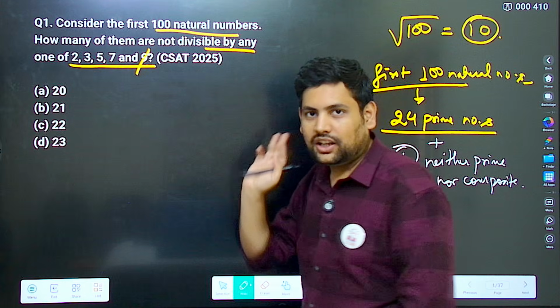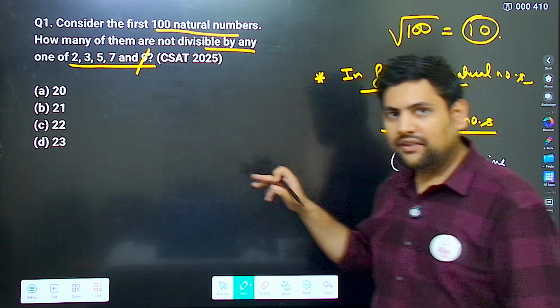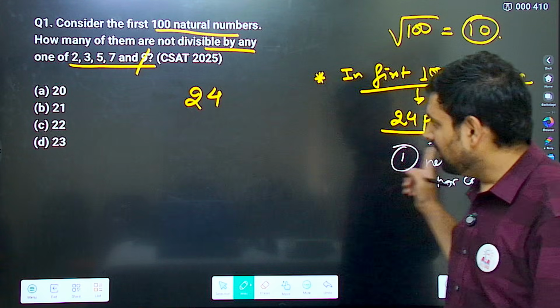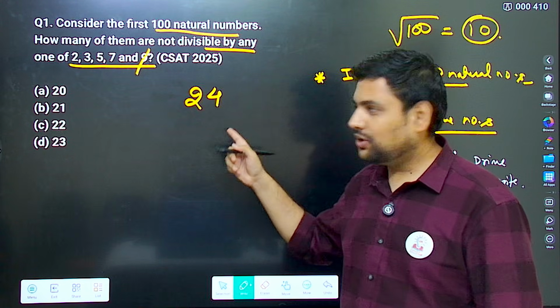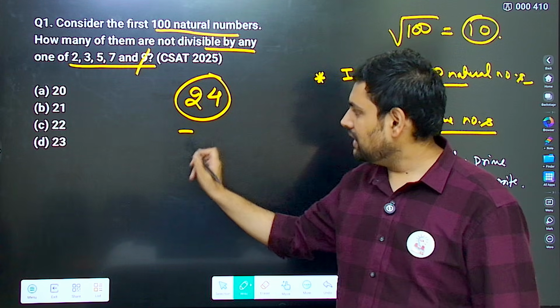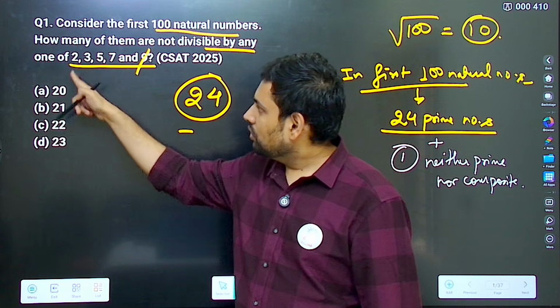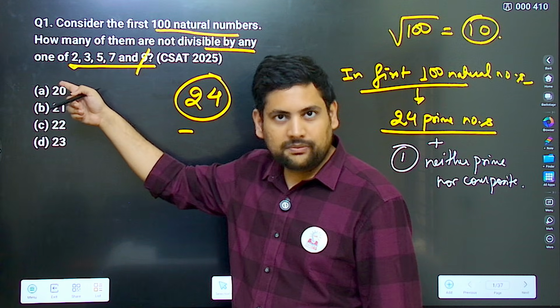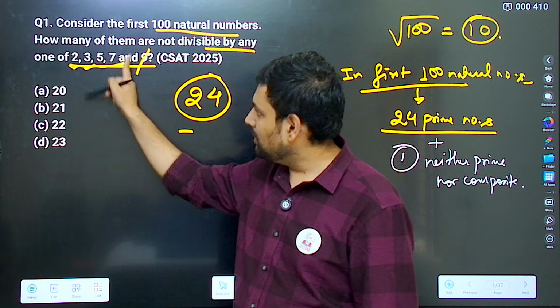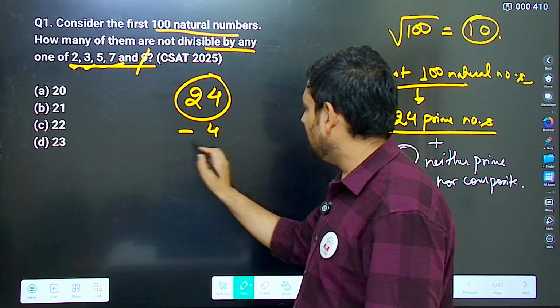So how many prime numbers do we have? We have in total 24 prime numbers, and one is also not divisible by any of them. So 24 prime numbers, let's take this minus 2. 2 is also a prime number less than 100, but it is divisible by 2. Similarly 3, similarly 5, similarly 7. So I must subtract these 4.